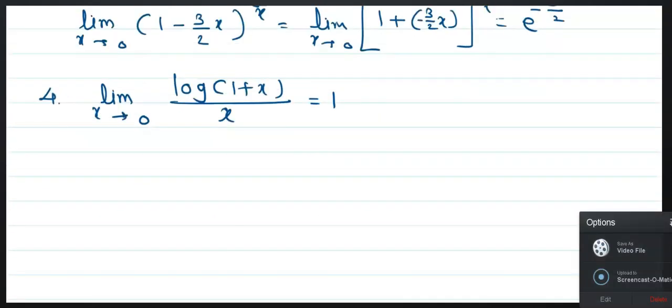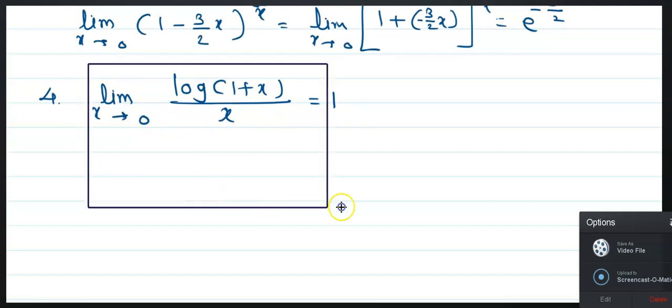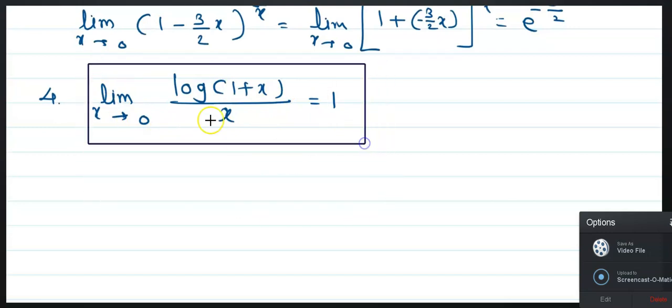This is also a very important result: limit x tends to 0, log of 1 plus x upon x is equal to 1.